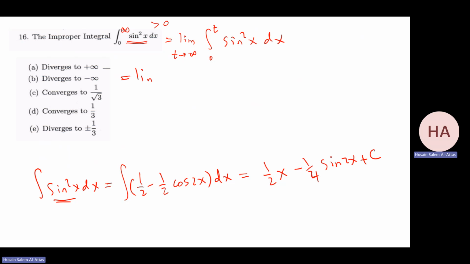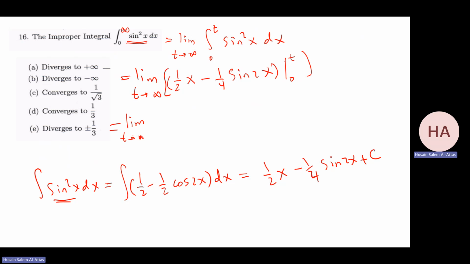So that will be limit t goes to infinity of half x minus 1/4 sine 2x from 0 to t. Now apply the limit. That will be limit t goes to infinity half t minus 1/4 sine 2t minus 0, so no need for this. So now this integral is what?